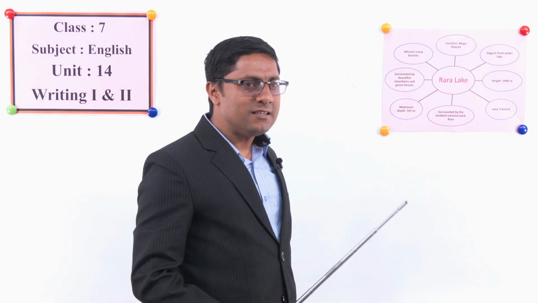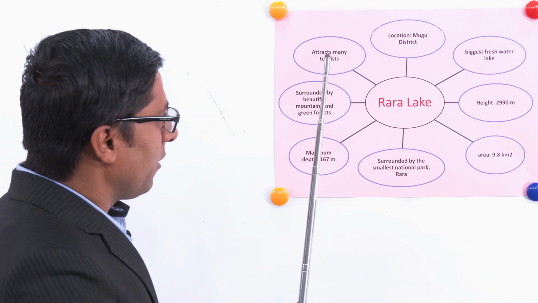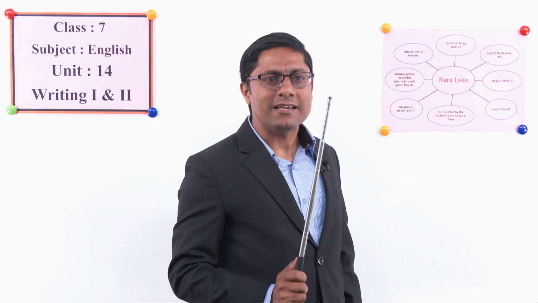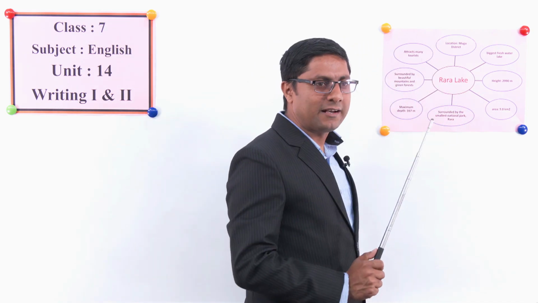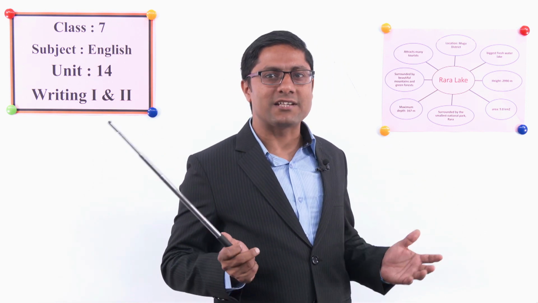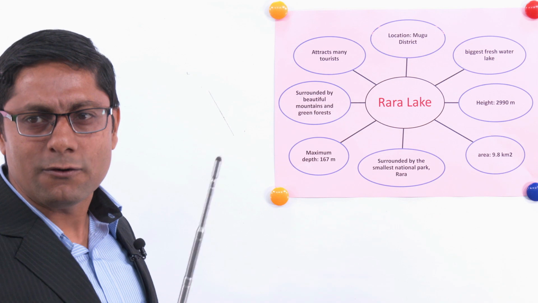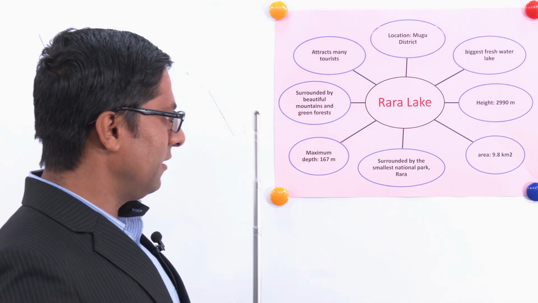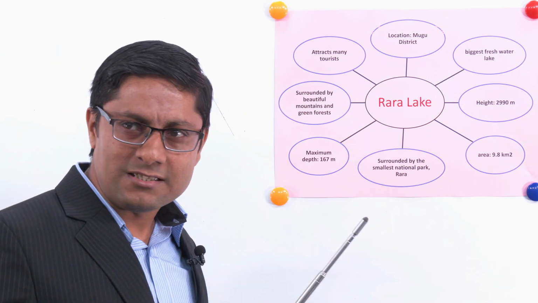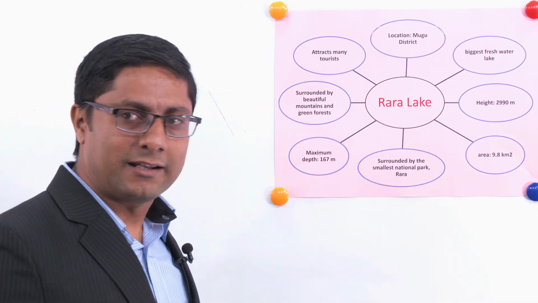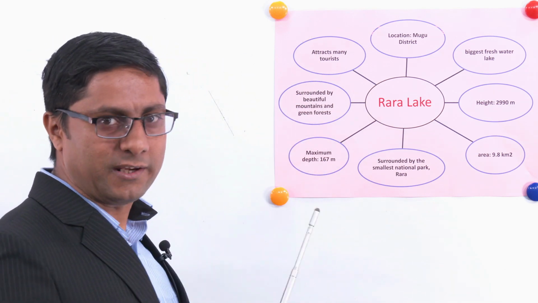So, dear students, this type of chart is called a mind map, okay? When you write any paragraph or any essay, if you develop such a mind map or idea map first, then it helps you in writing the paragraph or the essay beautifully, okay? So, how do we write an idea map? First we think about the topic or title. What's the title, or the content, of today's writing? Rara Lake.